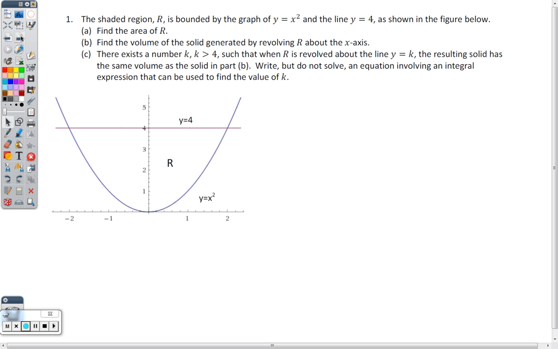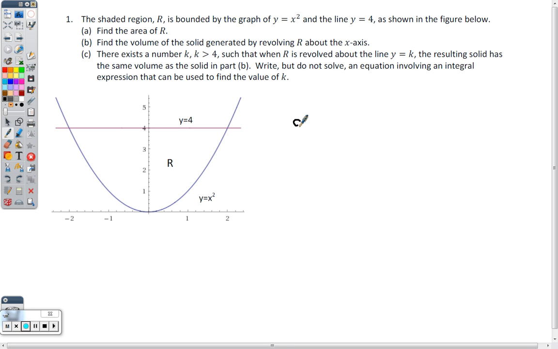Alright, the shaded region R is bounded by the graph of y equals x squared, which is the parabola you see, the curved function, if you guys hopefully know what a parabola is, and the line y equals 4, as shown in the figure below. Find the area of R. Now the area is the one where we don't have to do any extra work. There's no pi's, there's no squaring, it's just the simple area.